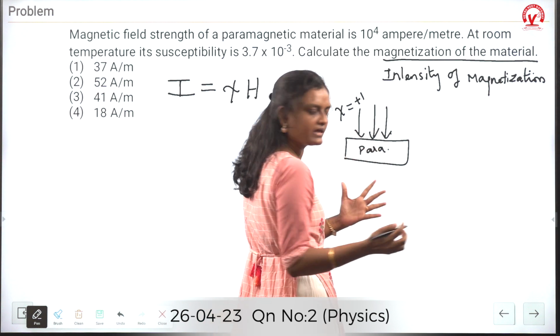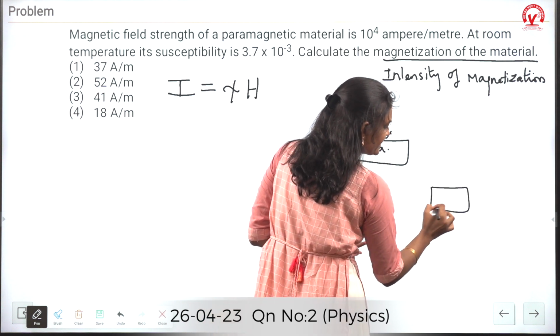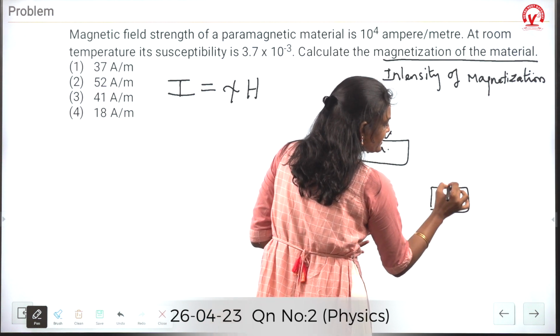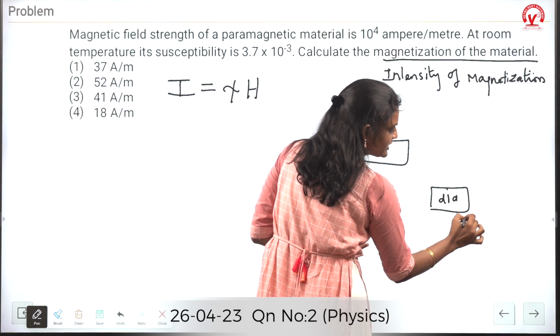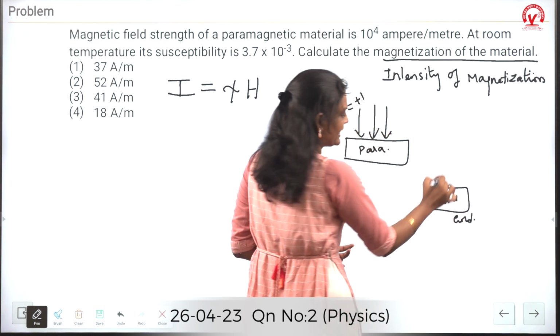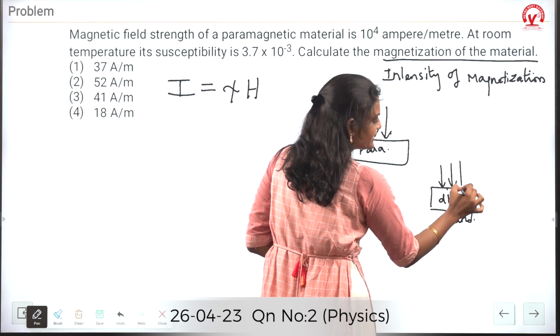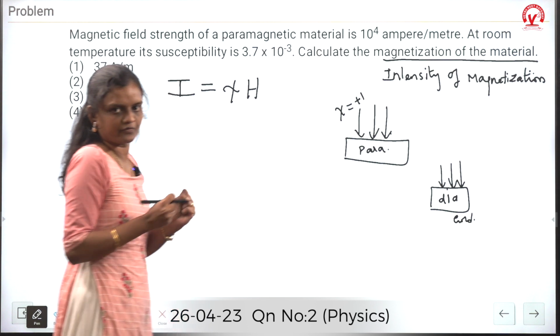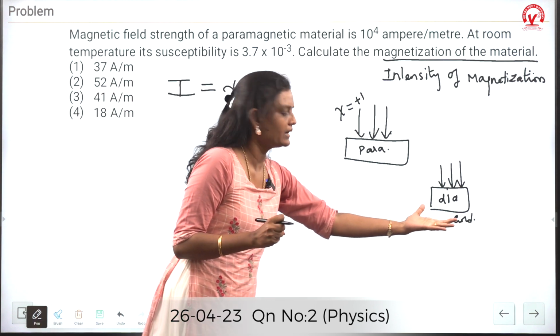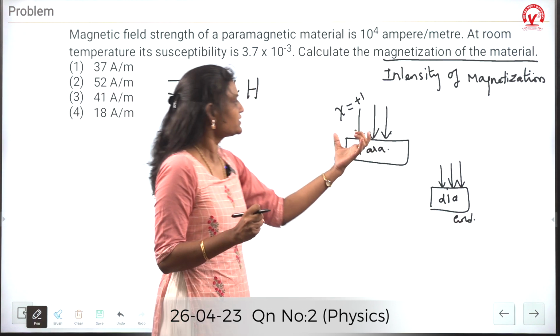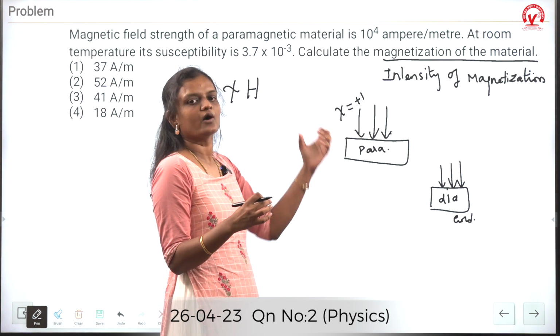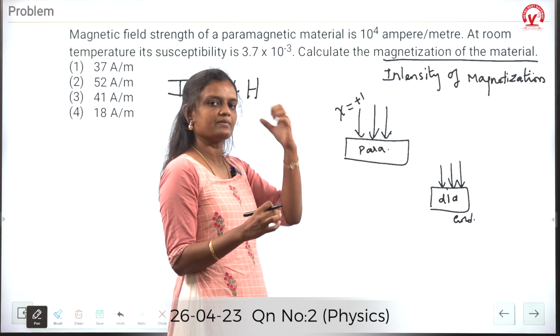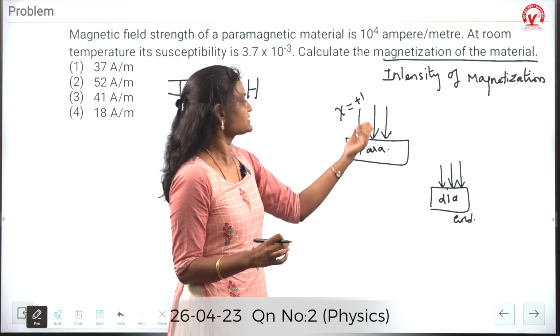If you take a diamagnetic material, an example is gold. If you apply a magnetic field to a diamagnetic material like gold, it won't accept the magnetic lines of force. It is very hard for it to absorb the magnetic lines of force. So that is chi. Chi is nothing but how easily the magnetic field is absorbed by the material.